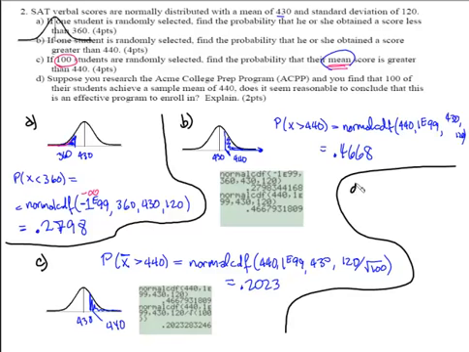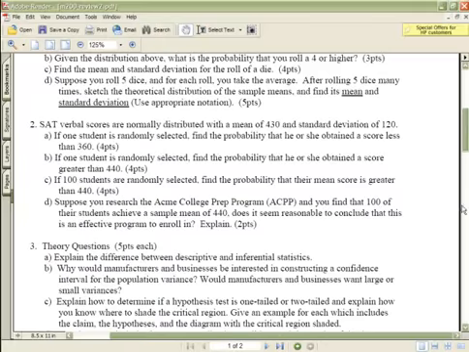And let's see, part D. Suppose a research Acme prep program, and you find that 100 of their students achieve a mean of 440. Does this seem reasonable to conclude as an effective program to enroll in? Well, theoretically, let's see if we can write this in words.